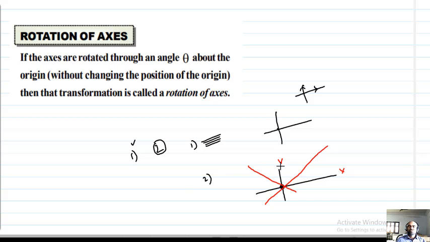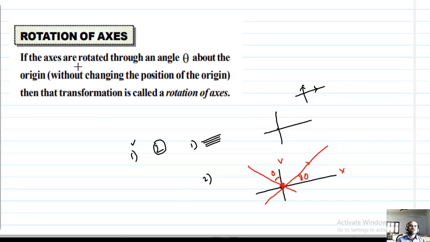For the new system, this is the origin, and for the old system also this is the origin. The origin is the same, but the difference is that the direction of the coordinate axes is changed. This is the new x-axis, the new y-axis. Assume the angle between the new x-axis and the old x-axis is theta; automatically the angle between the new y-axis and the old y-axis should be theta. In such a way the axes are rotated. This type of transformation is called rotation of axis.